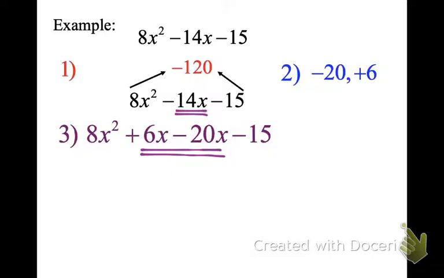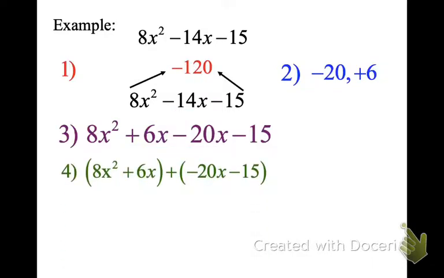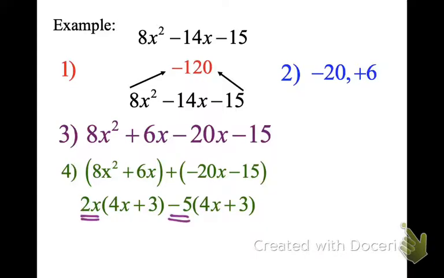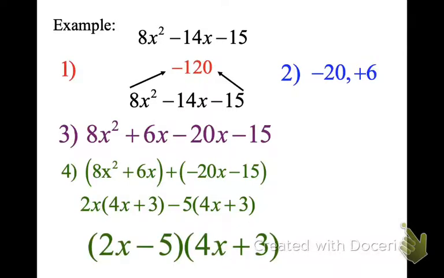Now we're going to use factor by grouping. And it's important that we have this plus sign in between. Then we take out common factors out of each set of parentheses. Then our leftovers become one parenthesis and our lookalikes become the other. Notice we no longer have a plus sign in between the parentheses. If I foiled that answer, I would get the 8x squared minus 14x minus 15.